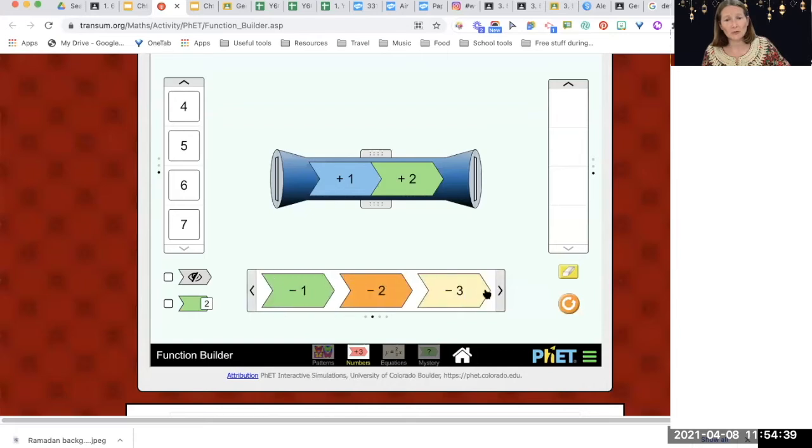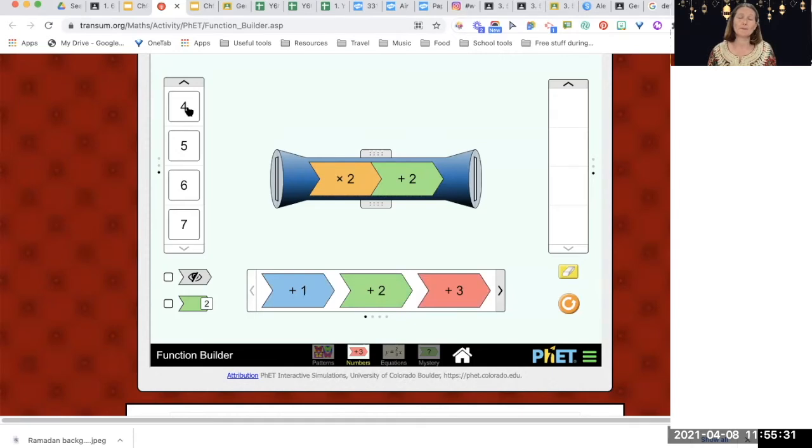You can also do minus number machines. You can do minusing. And you can do timesing number machines. You can times numbers. And you can divide numbers. So have a wee play with the number machine. Before you put the number in the machine, think to yourself what the answer should be.